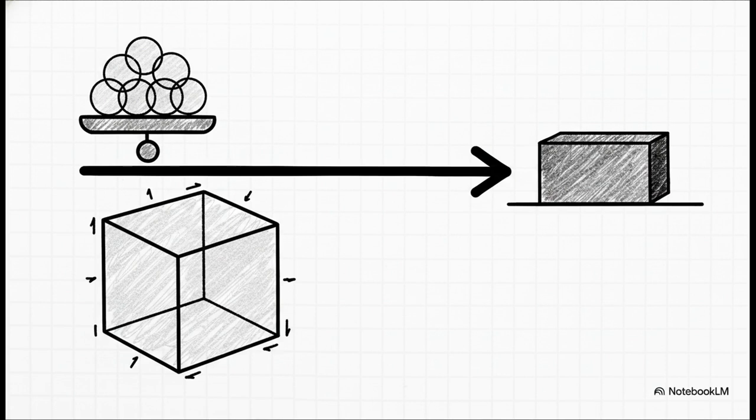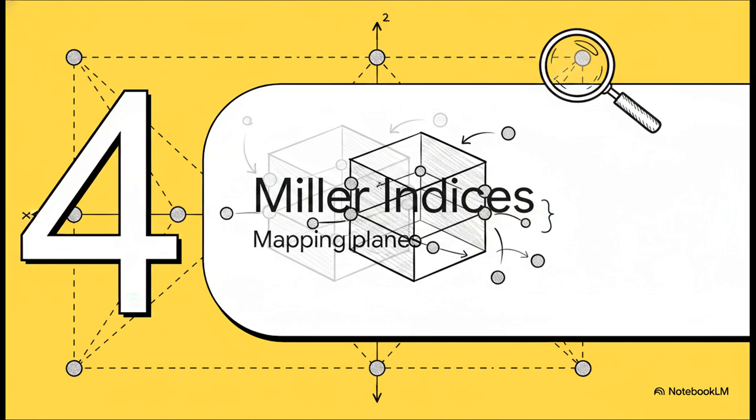By directly tying n and V_C back to those 3D shapes we just explored, we can mathematically and perfectly calculate the real-world density of a material. Moving to Section 4, Navigating Crystals, Miller Indices.